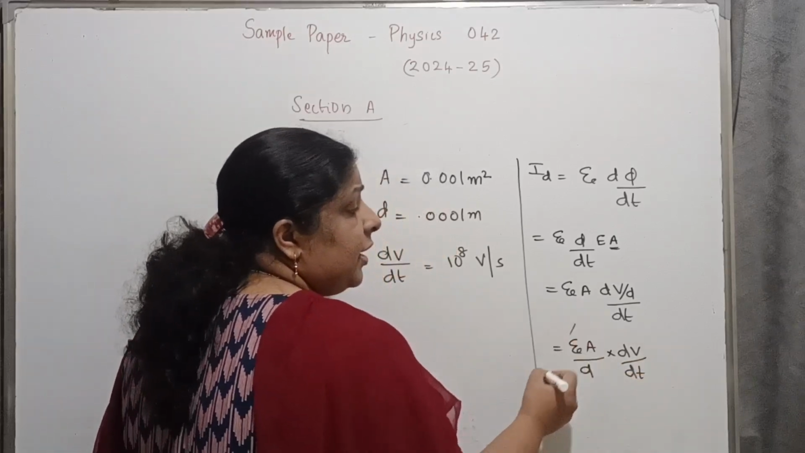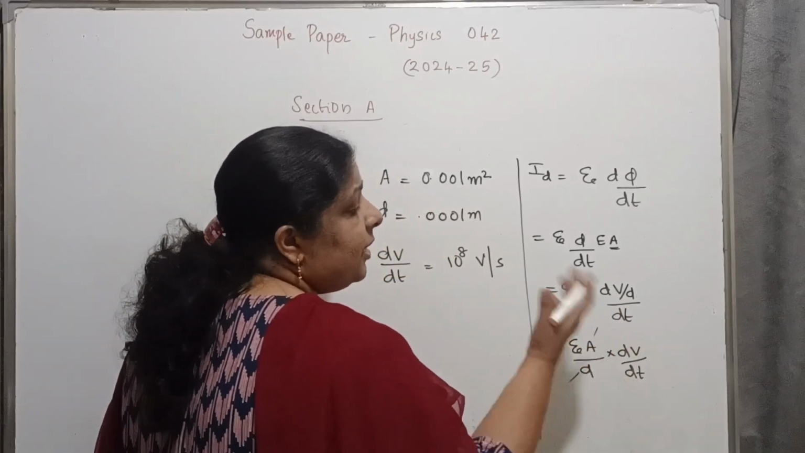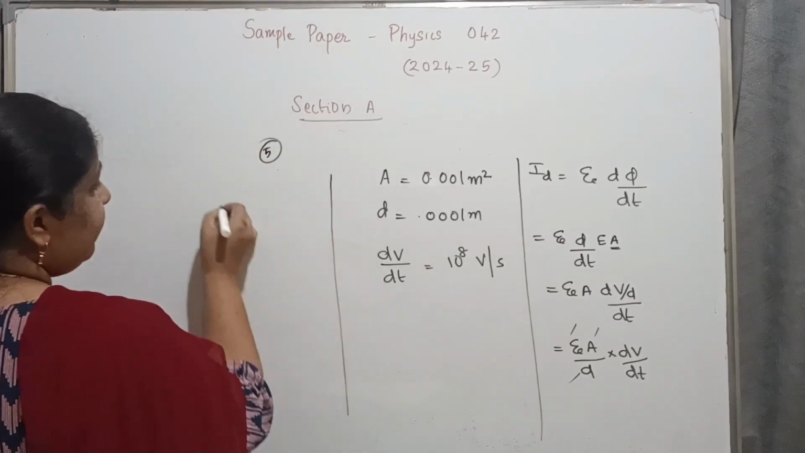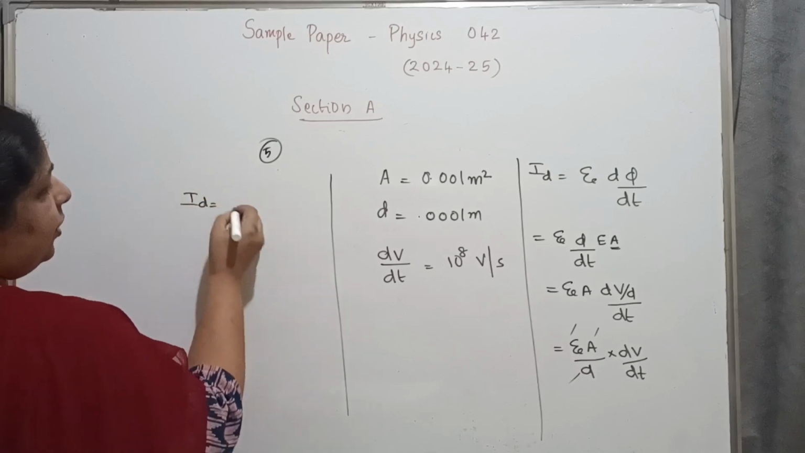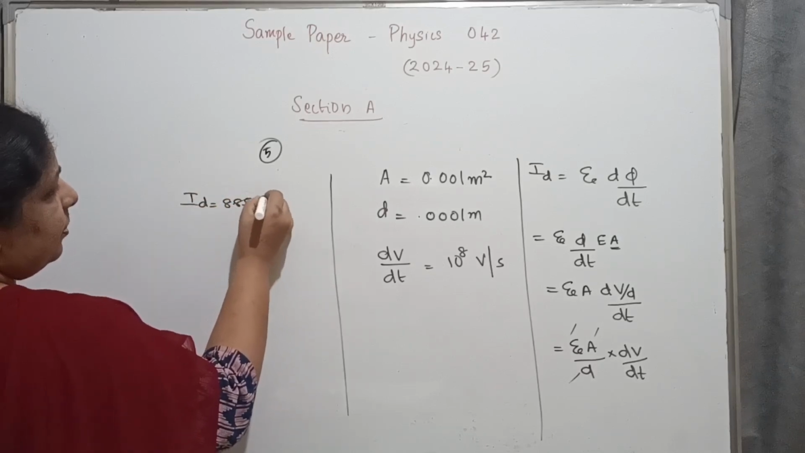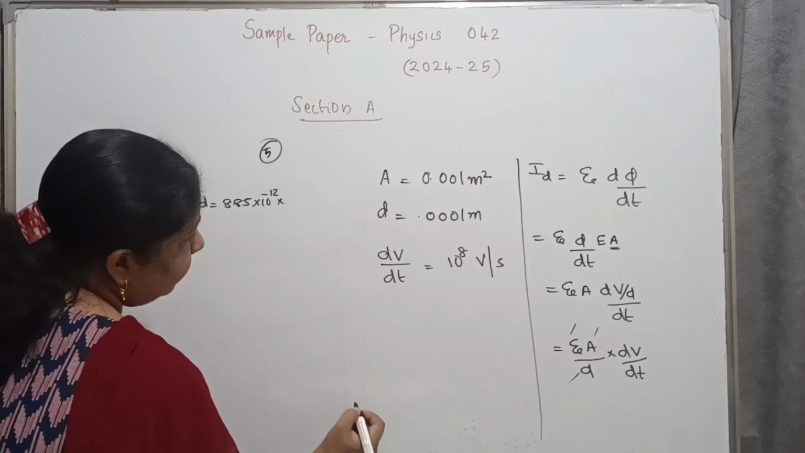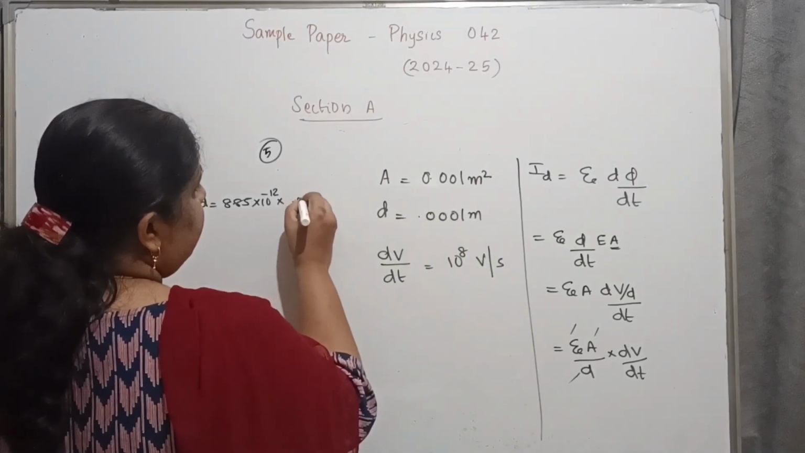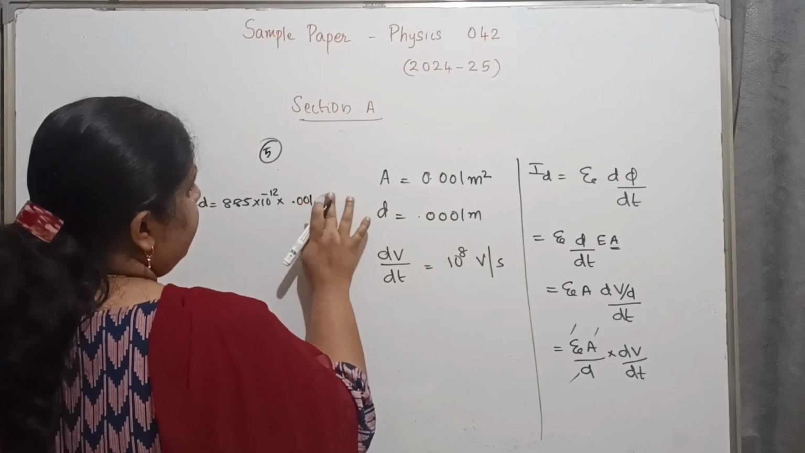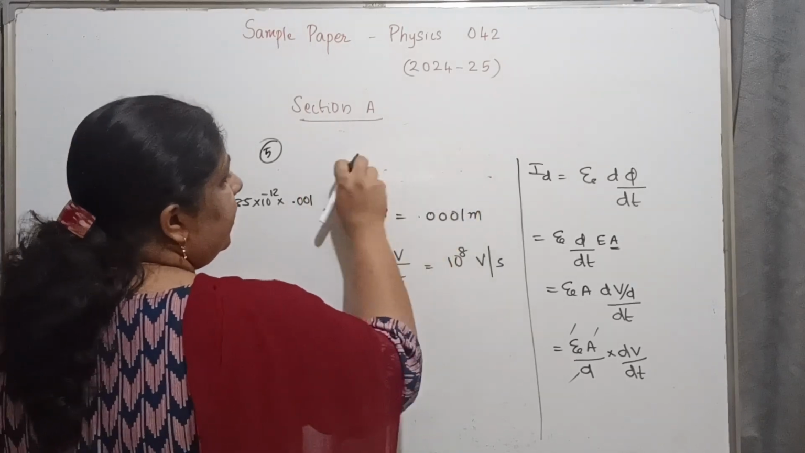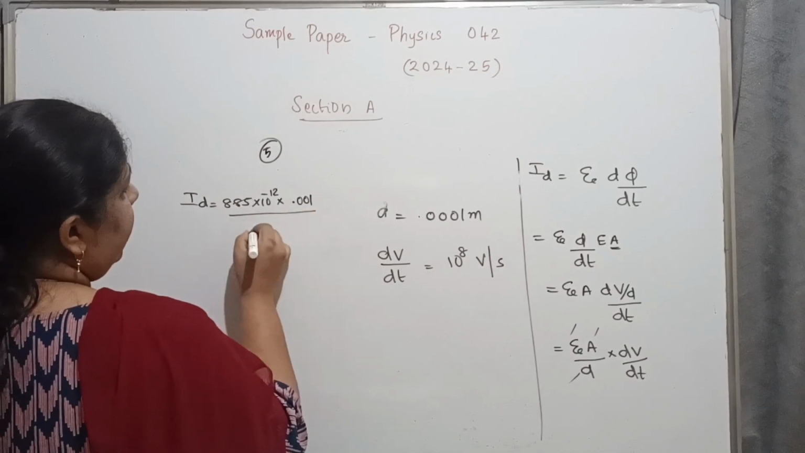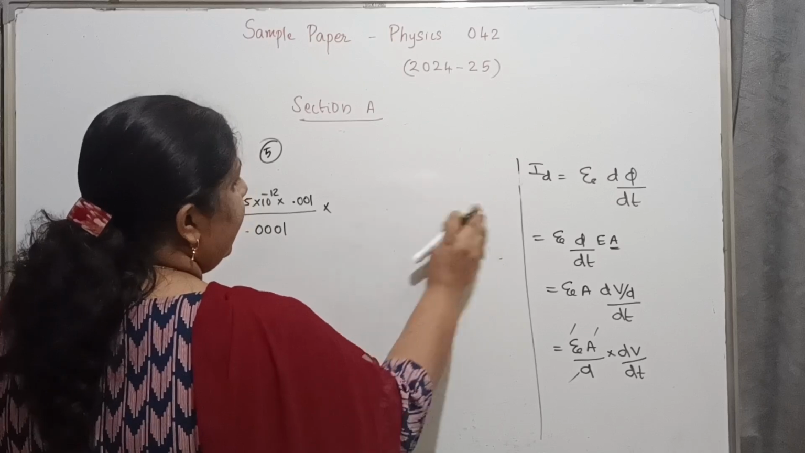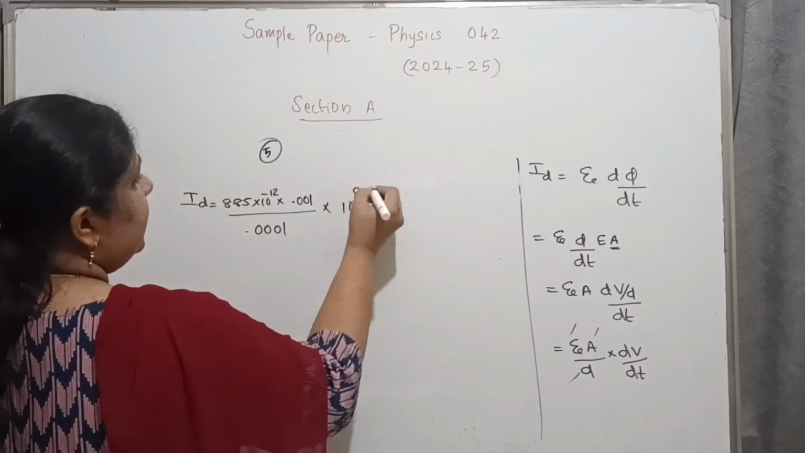So all the values are given. Epsilon naught is a constant, A, d given, dV by dt is also given. So directly when you substitute, you will get the answer. So let us substitute that. ID will be equal to epsilon naught, 8.85 into 10 raised to minus 12, into area, given as 0.001 meter square, divided by 0.0001, into dV by dt, which is 10 raised to 8. So let us simplify.